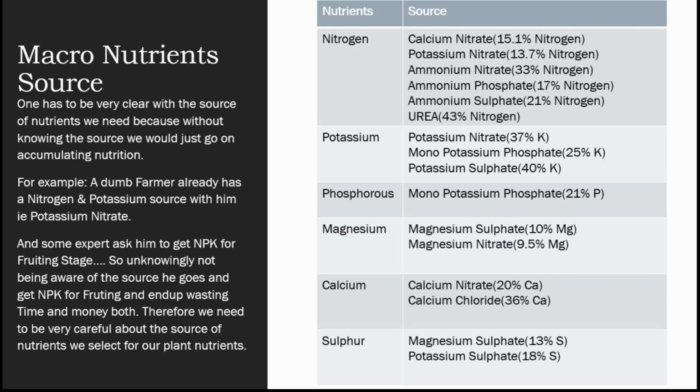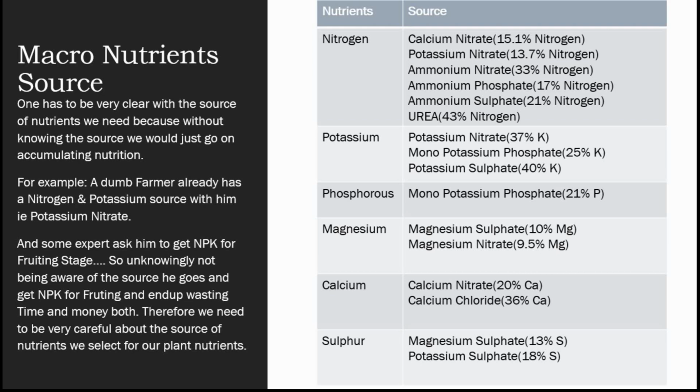But we use magnesium sulfate as the magnesium source for our hydroponic system because magnesium sulfate, when used in a hydroponic system, also helps to improve the taste of the fruits and vegetables that are being grown on plants in our hydroponic system. Next comes calcium.